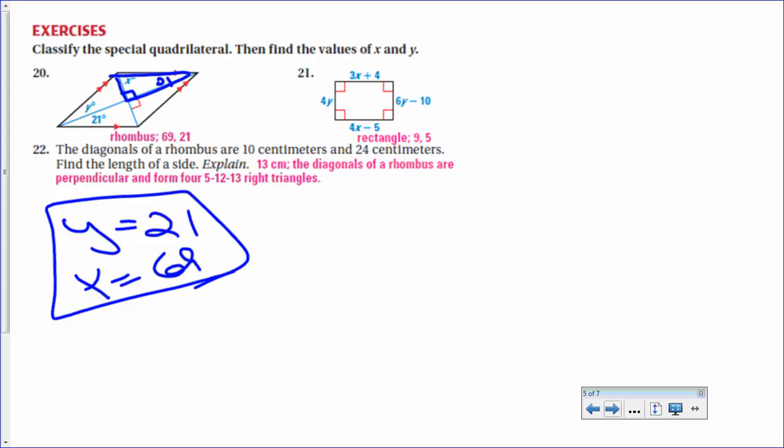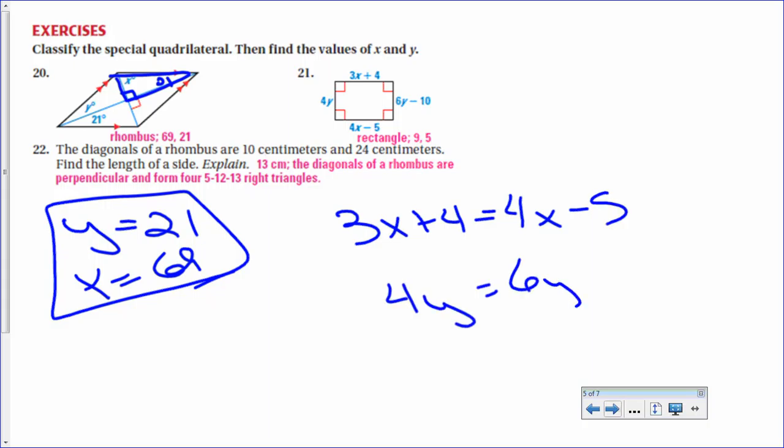Okay. Number 21, I'm seeing a rectangle right off the bat because of the 90 degree angles. And your equations would be 3x plus 4 equals 4x minus 5. And then your second equation would be 4y equals 6y minus 10. And then you could solve for x, solve for y. Looks like you get 9 for one answer and 5 for the other.